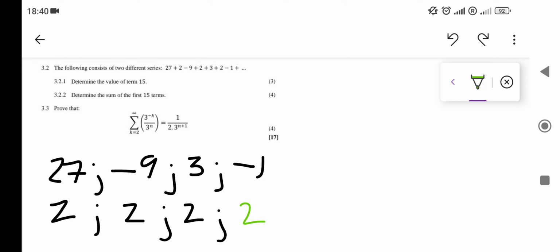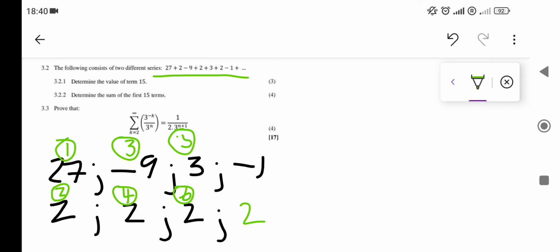When we look at the series above, term 1 is this one, and then term 2 was this one. Term 3 over here, term 4 here, term 5, term 6, term 7, term 8. What I notice here is that every odd term is on top, and every even term is going to be another 2. So if they asked us for term 15, that's odd. If they say determine the value of term 16, we'd know that's going to be a 2.